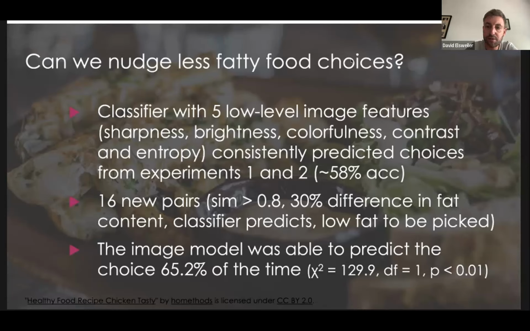So we had pairs where the recipes were similar, but one had more fat than the other, and the one with the least fat was predicted by the algorithm to be more attractive. And by doing that, we reversed the trend such that people chose the recipe with the least fat on average.